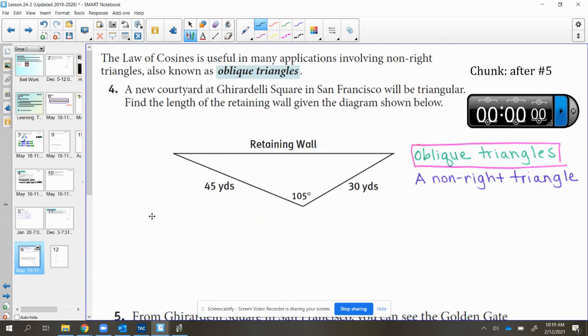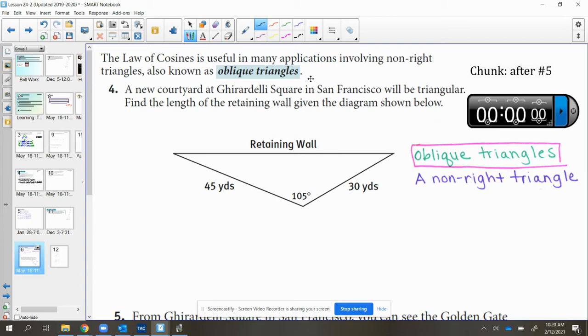So now, how do we use the law of cosines? Well, the law of cosines is useful to us when we have oblique triangles, and oblique triangles are defined as non-right triangles. When we use SOHCAHTOA, we only use it with right triangles. The law of cosines, and eventually the law of sines, are useful to us because they can be used for non-right triangles as well.